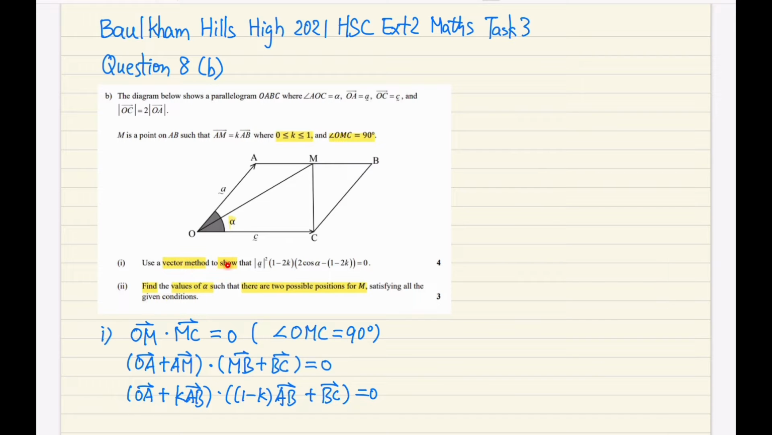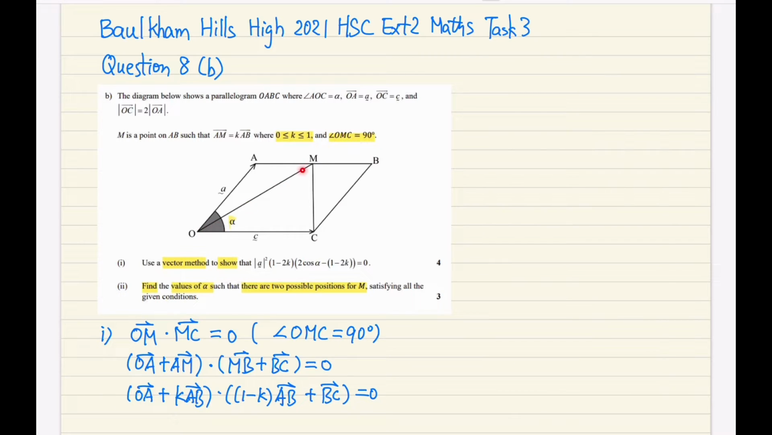Part 1 question: use a vector method to show this equation in terms of the variables A, k, and alpha. 90 degrees gives the clue that the dot product should be used. So we start with the dot product of vectors OM and MC, because the angle is 90 degrees.